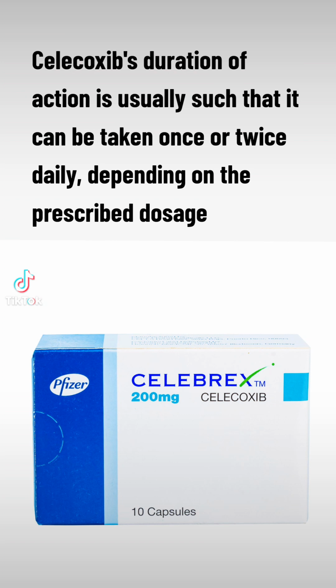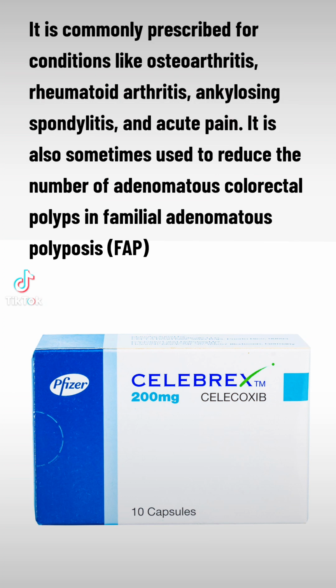Celecoxib's duration of action is usually such that it can be taken once or twice daily, depending on the prescribed dosage. It is commonly prescribed for conditions like osteoarthritis, rheumatoid arthritis, ankylosing spondylitis, and acute pain. It is also sometimes used to reduce the number of adenomatous colorectal polyps in familial adenomatous polyposis, FAP.